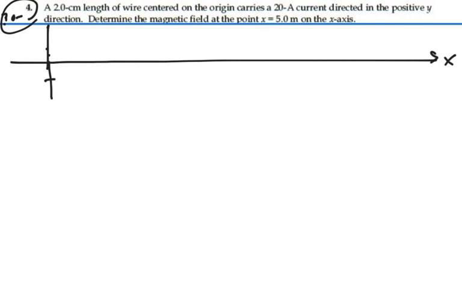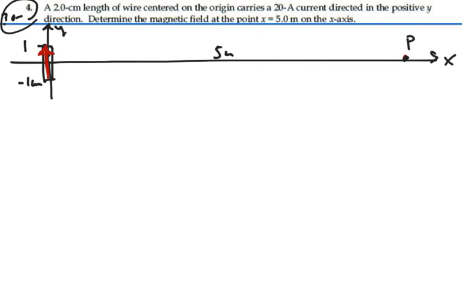We have a wire located between -1 and 1 centimeters on the y-axis, because it's a 2 centimeter length of wire. So there's our wire right there, carrying current from -1 to 1, so it's carrying it upwards like this. And we want to find the magnetic field at a point x equal 5 meters on the x-axis. So that's really far away compared to centimeters. We have 5 meters, and so that's our point way over here.